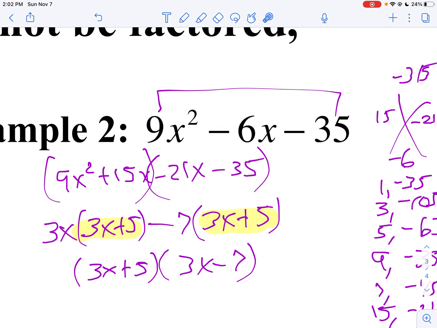I notice 3x plus 5. Now I've got a binomial. 3x is not a perfect square, so I'm done. I can't factor that anymore.